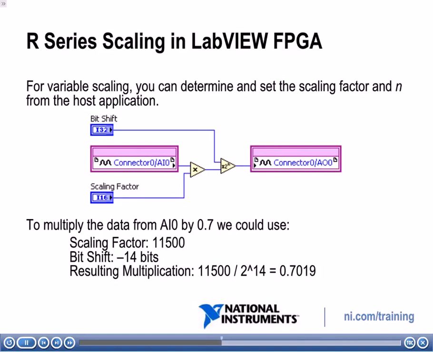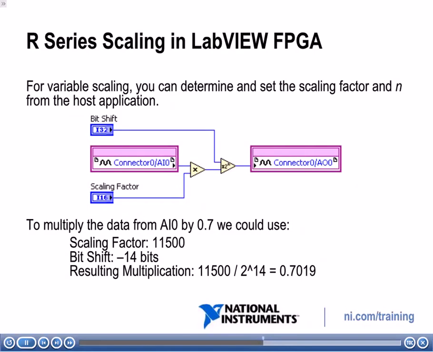In this slide, we have an example of doing some scaling with RSeries in LabVIEW FPGA. Let's say we have an output coming out of that I/O node. So we're reading analog input channel 0. And really what we want to do is scale that by a factor of 0.7. So one thing we can do is try to get something close to multiplying it by 0.7 by multiplying it using integer values. We can use a scaling factor here of 11500, and we can divide it by 2 to the 14th. And if you do that math, then what you actually get is 0.7019, which is a value that's very close to 0.7.